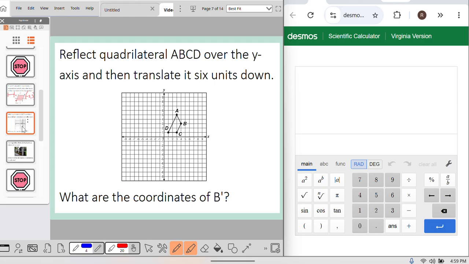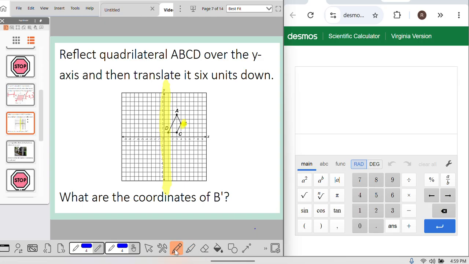Now this says to reflect quadrilateral ABCD over the y-axis, then translate it 6 units down. But they're only concerned about point B. So first of all, we're going to reflect over the y. So I'm going to go ahead and highlight my y-axis because I want to make sure that we're where we're supposed to be. And we're only worried about point B. So let me come over to B and put a dot there if I can, right there.